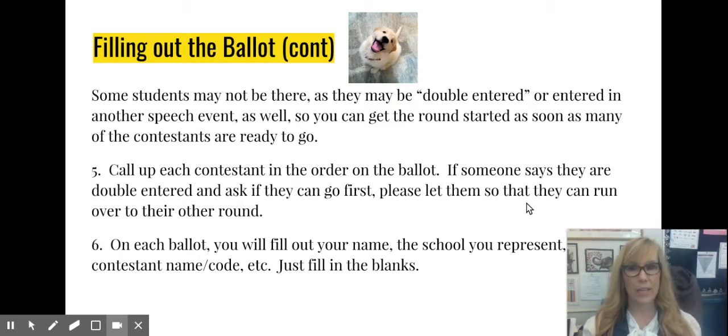Next, you call up each contestant in the order on the ballot. Now, if someone says they're double entered, like I said, please let them go first and they'll run to their next round. On each ballot, you're going to find a place for your name, the school you represent, the contestant's name, code, etc. Just fill in the blanks. One thing I would recommend, if there are just codes, is to also ask the kids' names. Every once in a while, you might get a little number wrong, or the code might be a little wrong. So it's really important that we know who that is, and putting the contestant's name on the ballot will help us figure those out, just in case.